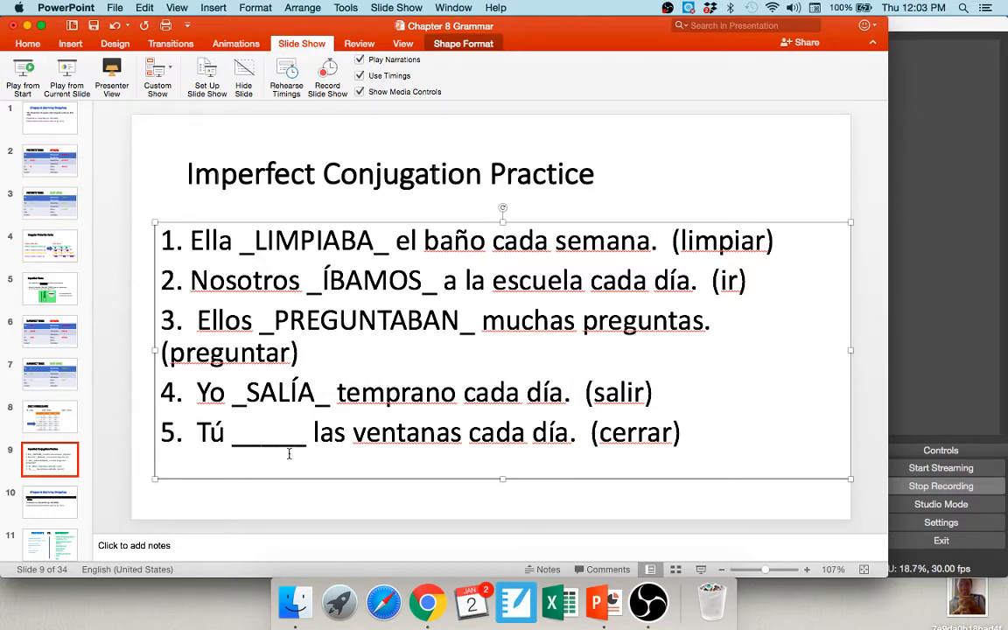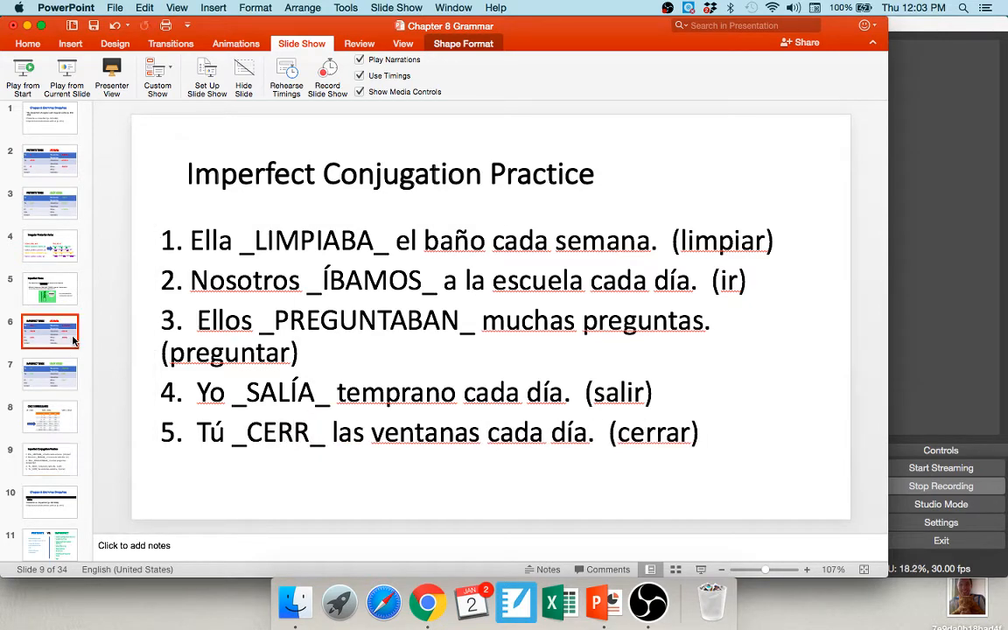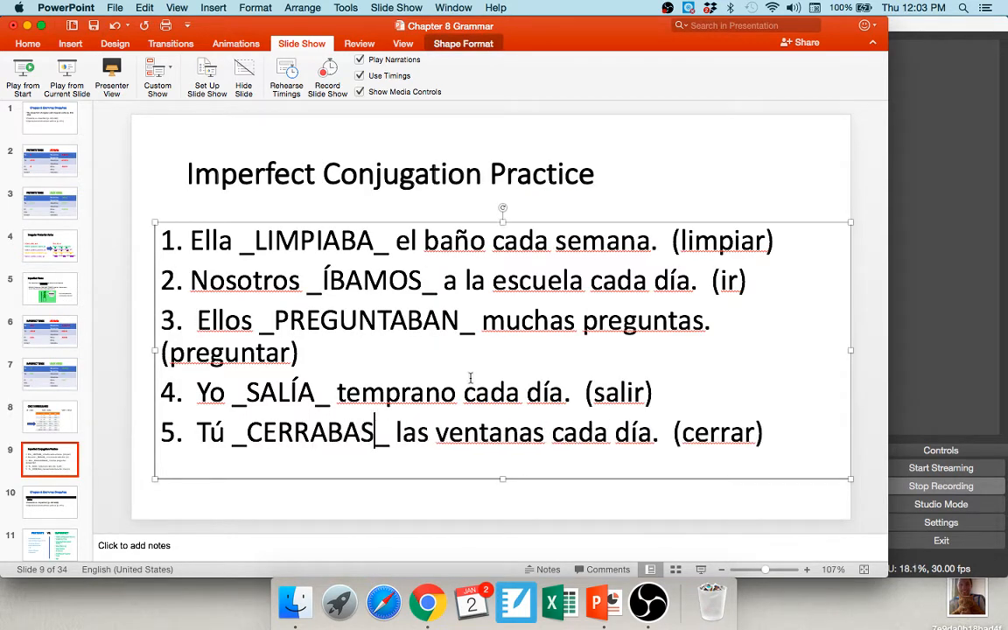And for cerrar, you're going to chop off your AR, go back to your tú form ending for an AR verb, which is abas, add that to the end, and you get tú cerrabas las ventanas cada día. So not bad, probably the easiest of the conjugations you've learned this semester, I would say.